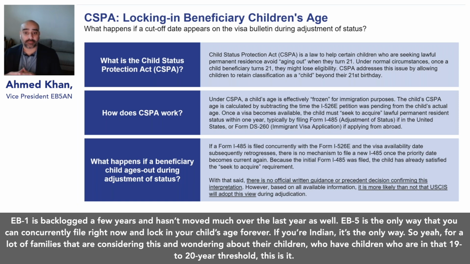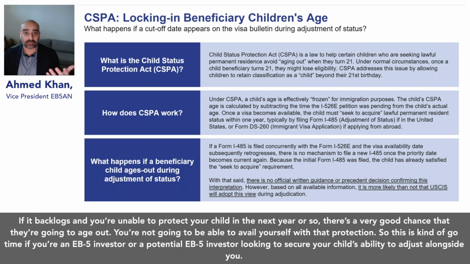So yeah, for a lot of families that are considering this and wondering about their children who are in that 19 to 20-year threshold, this is it. If it backlogs and you're unable to protect your child in the next year or so, there's a very good chance that they're going to age out. You're not going to be able to avail yourself of that protection. So this is kind of go time if you're an EB5 investor or potentially EB5 investor looking to secure your child's ability to adjust alongside you.